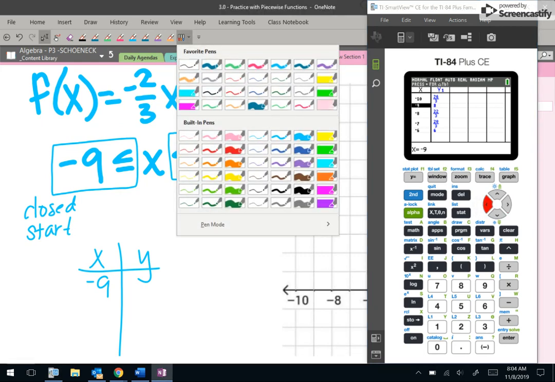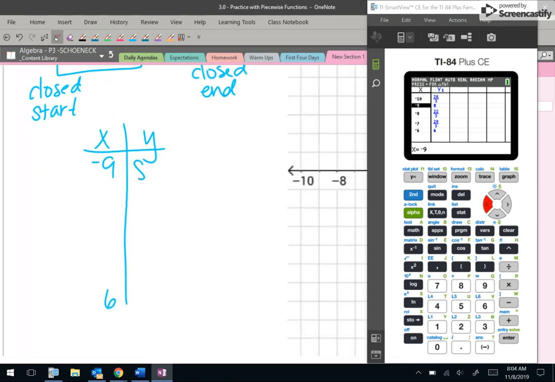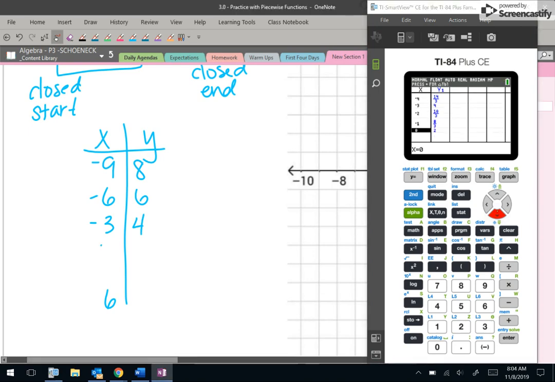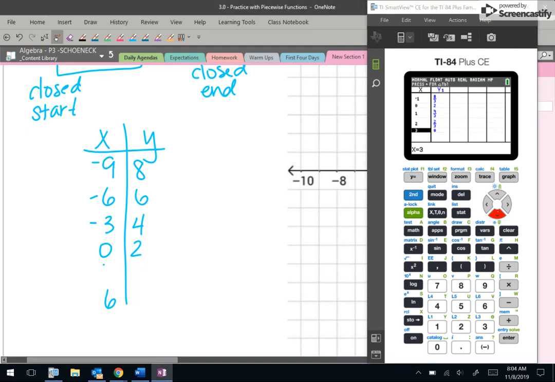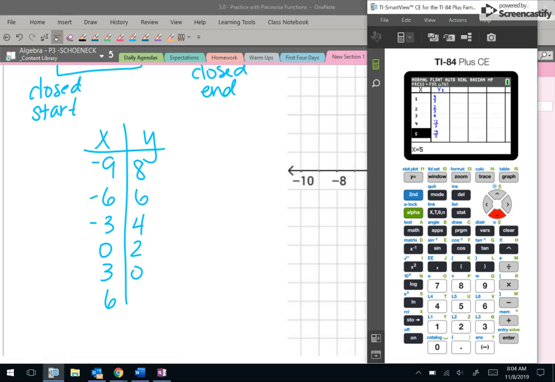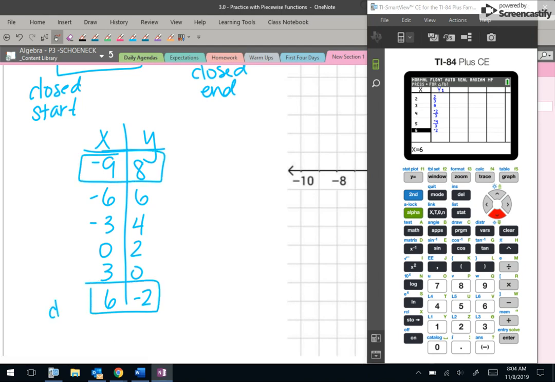So our first point is negative 9, 8. Our next point is negative 6, 6. Our next good integer point that we can plot is negative 3, 4. And then it's 0, 2, 3, 0, and 6, negative 2. I'm going to box in the first point and our last point because remember that those are closed circles.